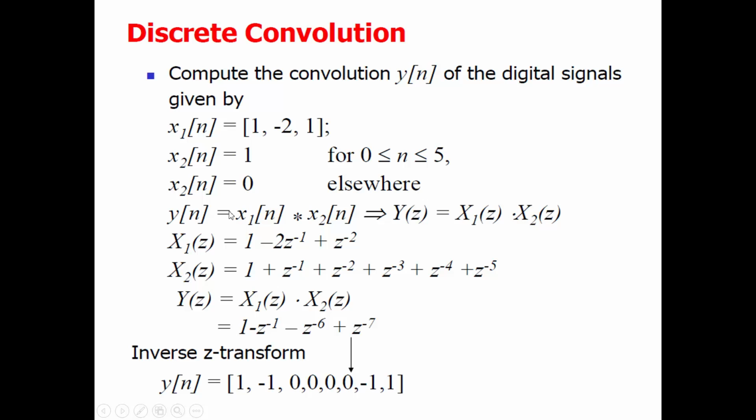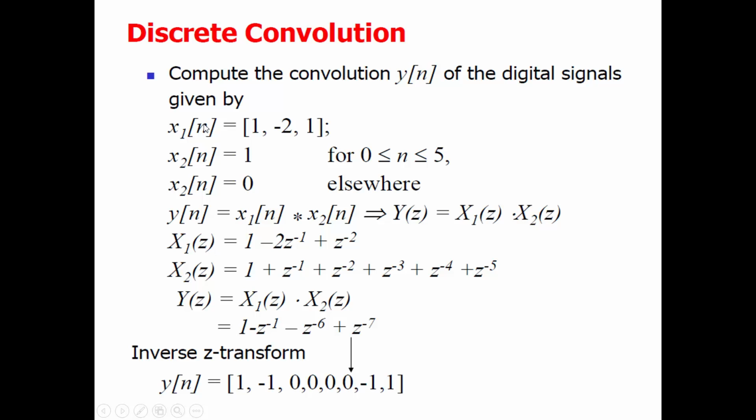So in the continuous domain, if the convolution of these two sequences gives us y[n], this is the convolution sign. But if we take the z transform, we know that the convolution in the analog domain becomes, in the discrete domain, the multiplication of the two sequences.